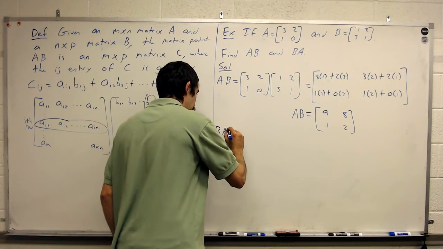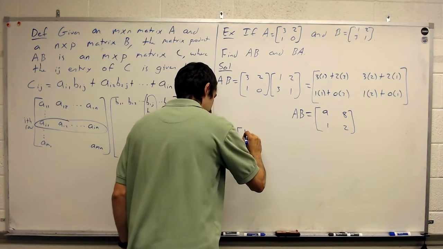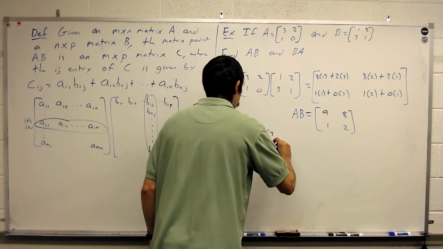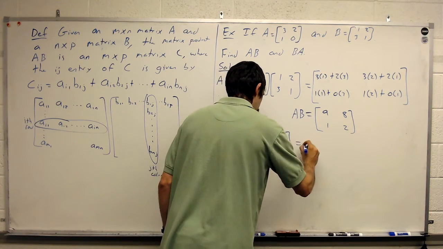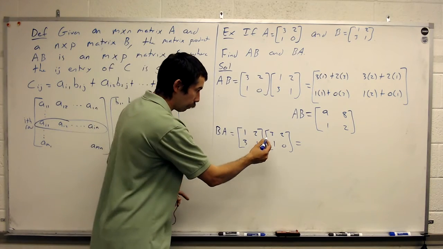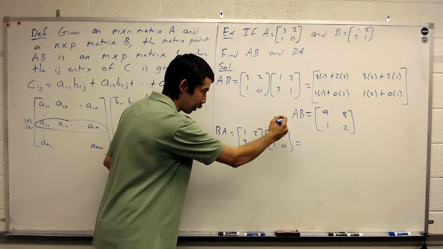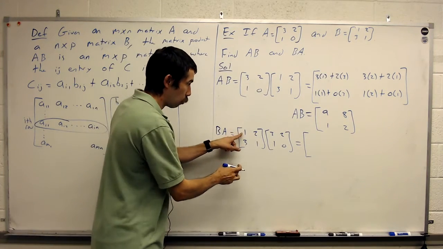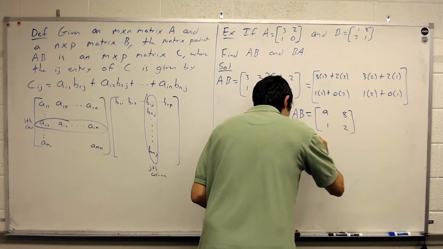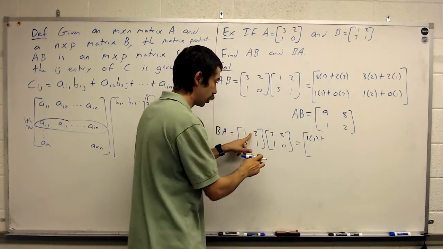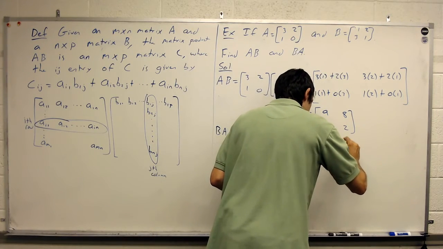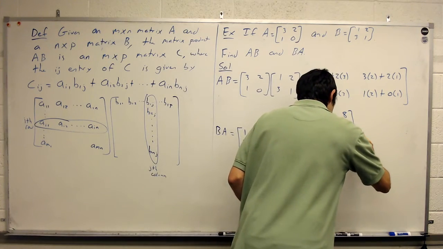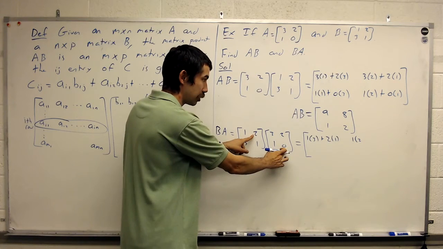So welcome back from being paused. We go across the rows, down the columns. 1 times 3 plus 2 times 1. 1 times 2 plus 2 times 0.